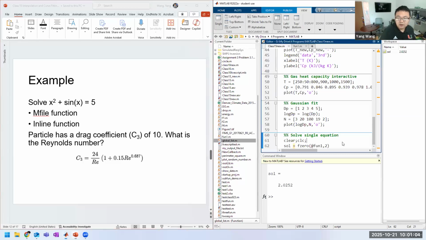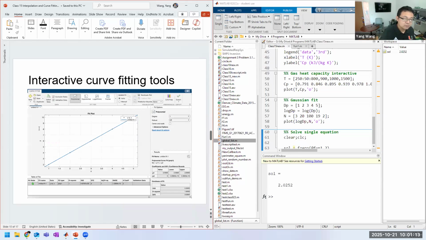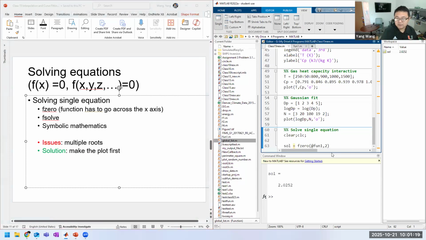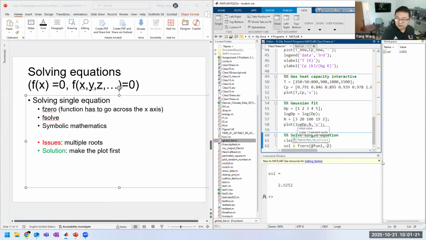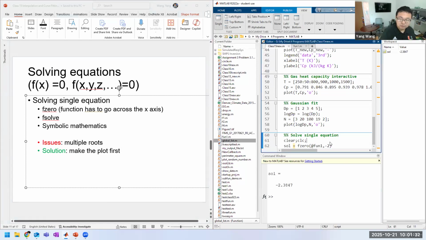So then the thing is, how do we know this, right? How do we know how many roots we should be looking at? So that's why when we are solving for these single equations, it would be best if we make the plot first, right? The issue is there could be multiple roots. So to test it out, let's say instead of using an initial guess of 2, we use an initial guess of -2. If you run this again, you can see that the solution is -2.38, right? So it definitely means that there's another root.